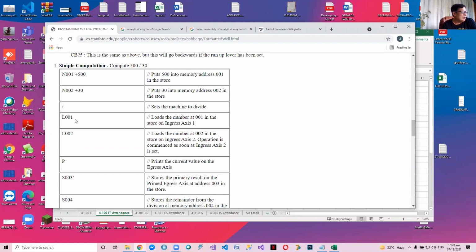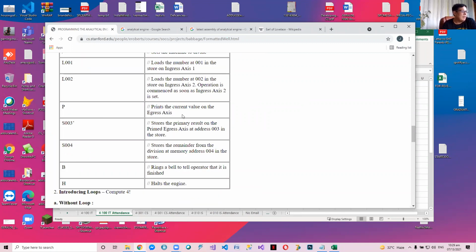Okay. And then we'll say L001. So the first quotient is loaded into axis 1. The quotient, which is 001, is 500. L002, since L001 is the first, goes to axis 1. L002, the second, goes into axis 2, which means that 500 goes into axis 1 and 30 goes into axis 2, and they are divided.